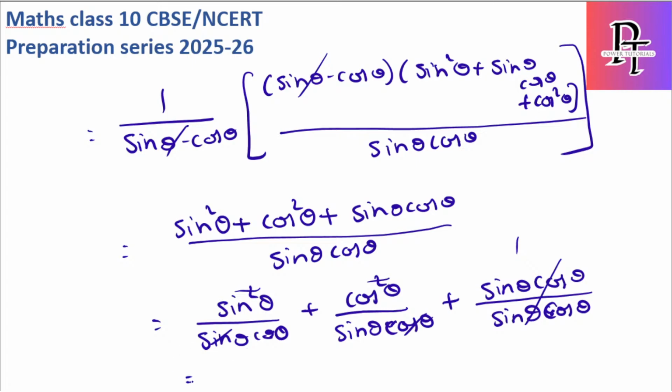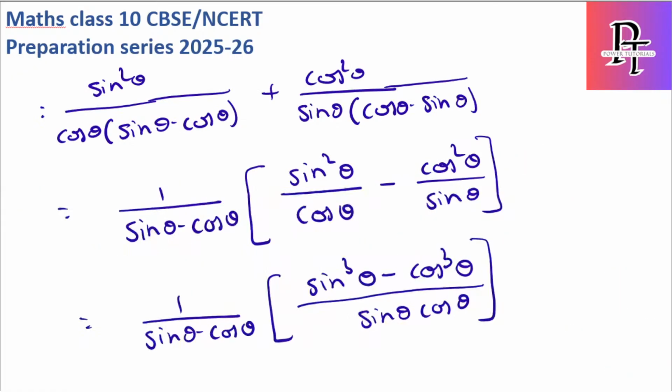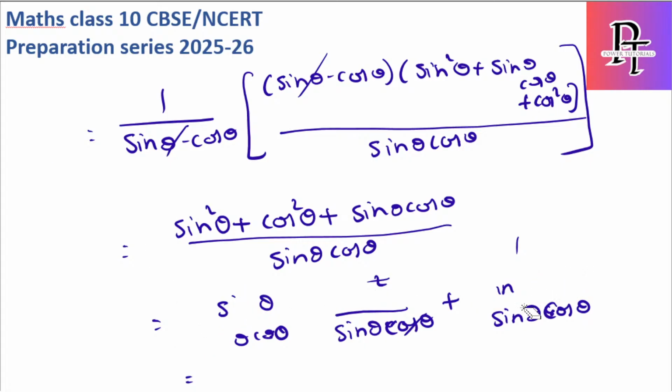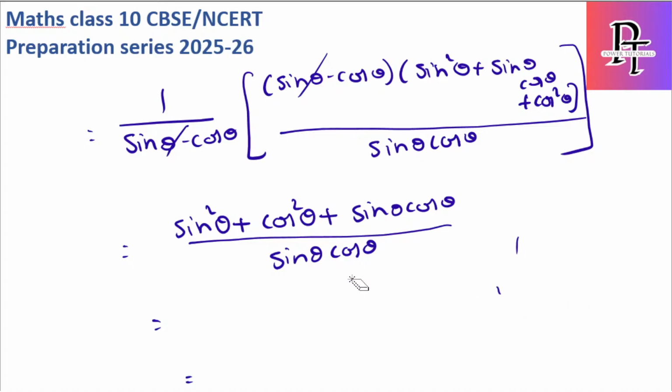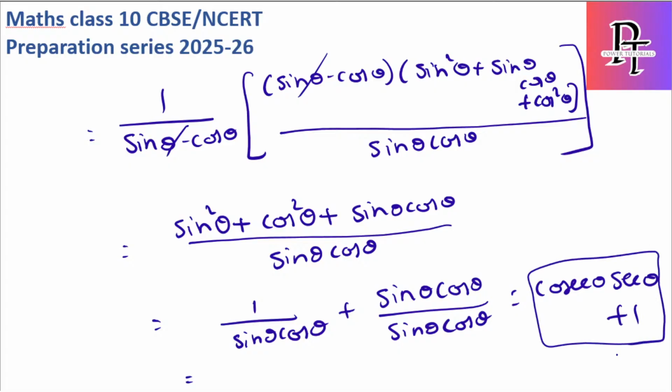So sine by cos. Wait, what we want on the right side? It is 1 plus secant theta cosecant theta. Okay, they don't want it in this form, so they want it in this form. Sine square plus cos square is 1 by sine theta cos theta plus sine theta cos theta by sine theta cos theta. So the final answer is this becomes 1, and this 1 by sine can be written as cosecant theta, 1 by cos is secant theta, plus 1. This is nothing but RHS. So based upon what they want in the right hand side, you have to make it adjusted accordingly.